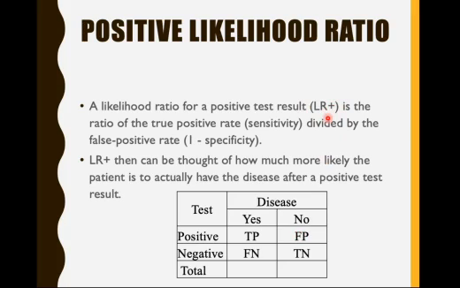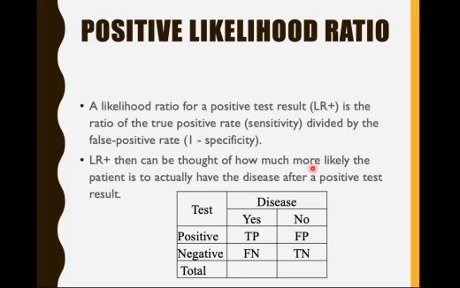Now, LR positive can be thought of as how much more likely the patient is to have the disease after a positive test result. You will note, class, that the likelihood ratio positive has very much the same concept as the predictive value of a positive test. Because we told you that the predictive value of a positive test means if the test is positive, what is the probability that the patient has the disease. Now, with likelihood ratio, more or less the same. When the test is positive, what is its likelihood?